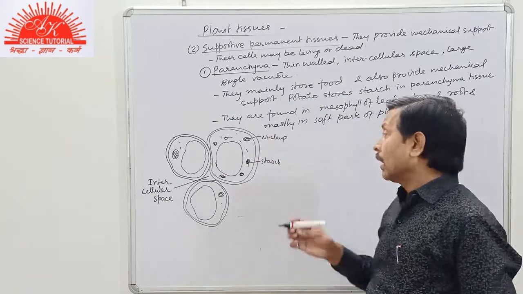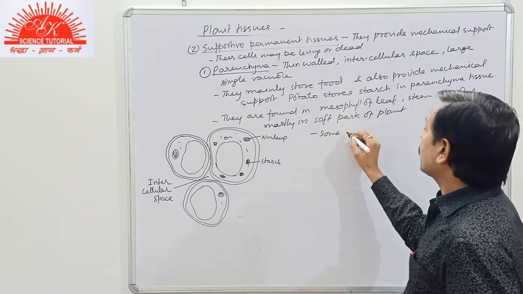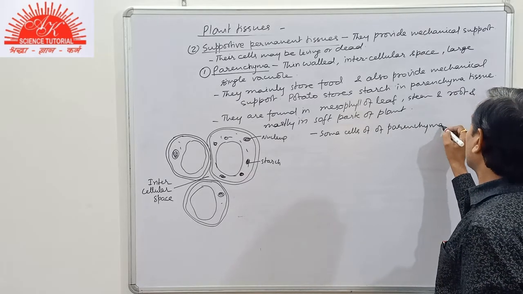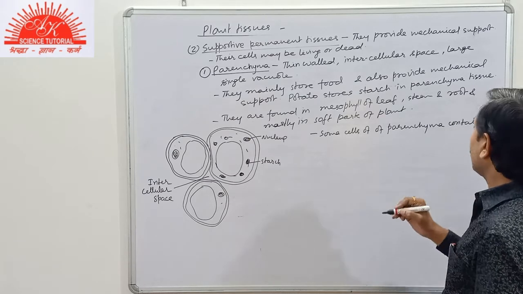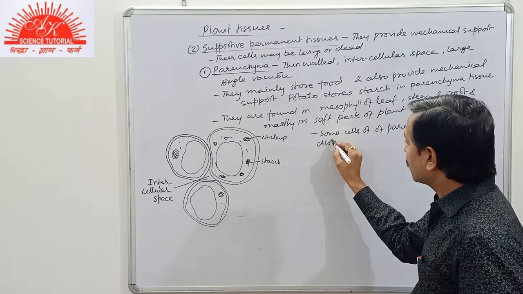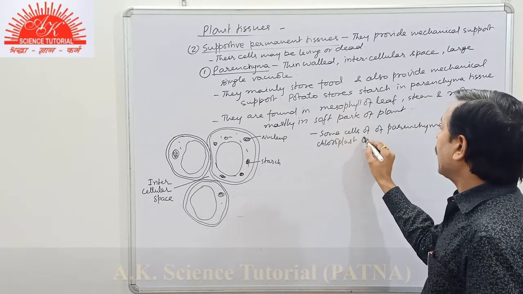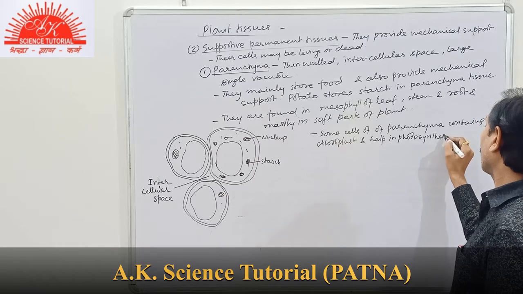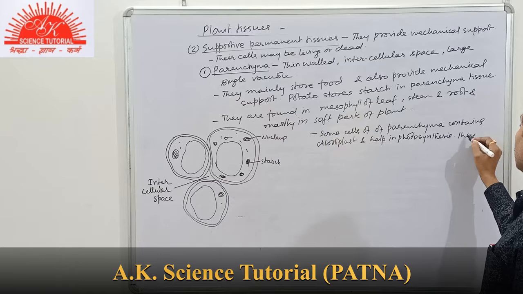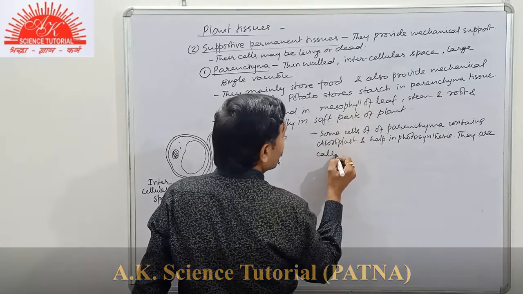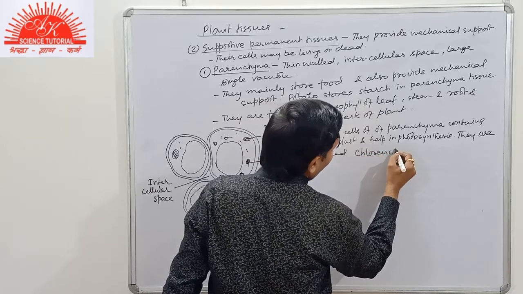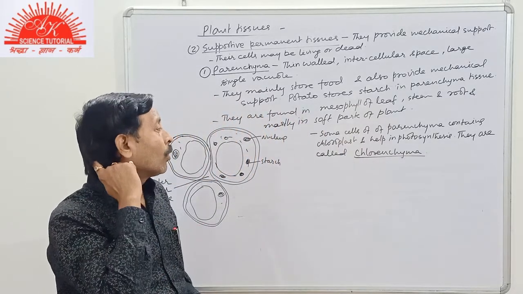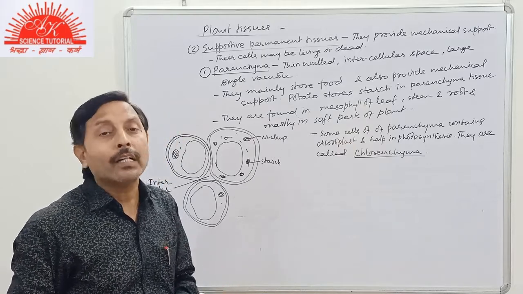Now you see, students, some cells of parenchyma contain chloroplast and help in photosynthesis. They are called chlorenchyma. So what is chlorenchyma? The cells of parenchyma which contain chloroplast and perform photosynthesis are called chlorenchyma.